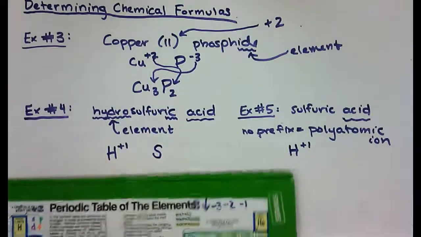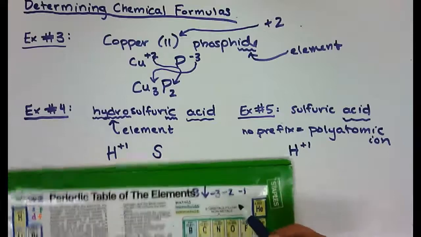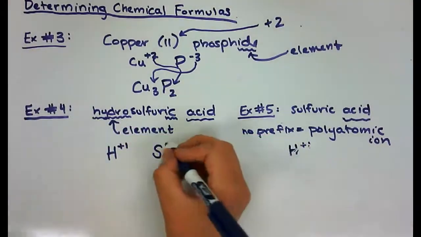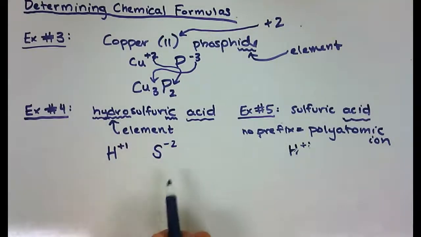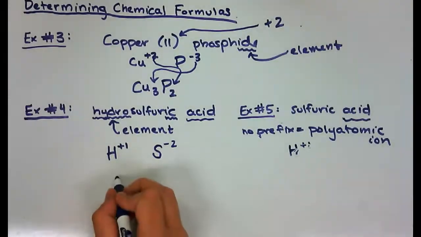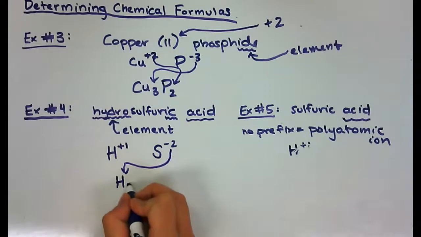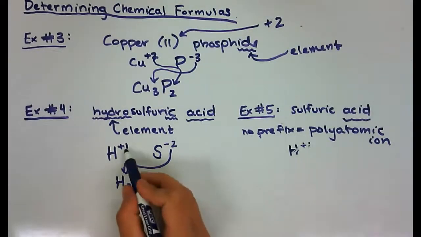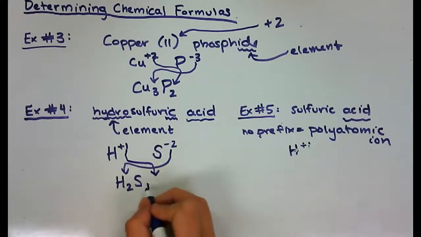And then come over to my periodic table and notice that it is in group 16, meaning it has a -2 oxidation state. Sulfur's here, group 16, -2 oxidation state. And then, once I have this information, all that's left is to do my crisscross. So hydrogen, this 2 is going to come down and be the subscript on hydrogen. So we have 2 hydrogens. And then this 1 is going to come down, and we have 1 sulfur.